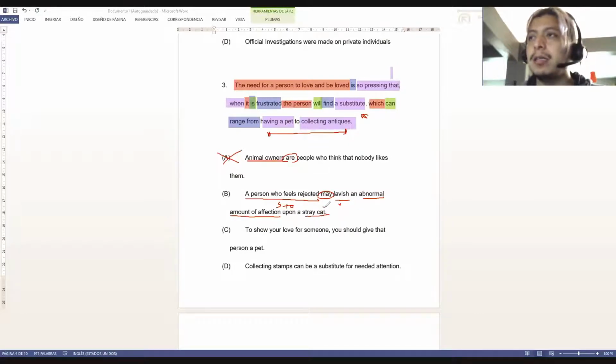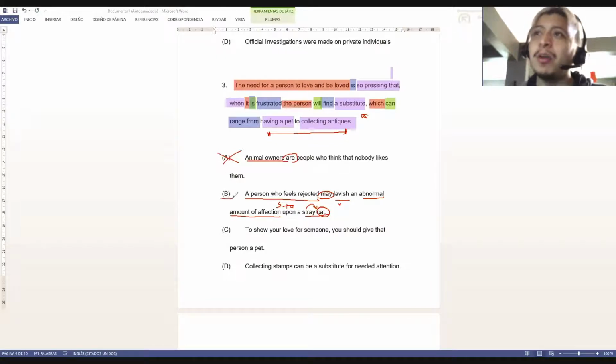The cat is the noun, stray is the adjective. A stray cat is a cat with no house. Like street cats or feral cats, cats that live outside of houses and they are not really that domesticated, they are called stray. Straying means like to get away from a person or from somewhere. Like if they used to have a family, but they just escaped or something, they are now stray cats. So a person who feels rejected probably will lavish, will show or will direct much affection to a street cat.